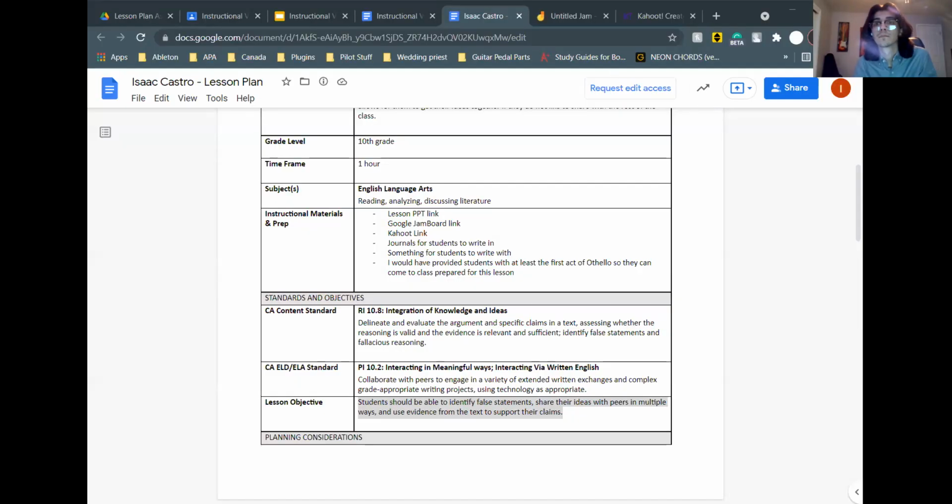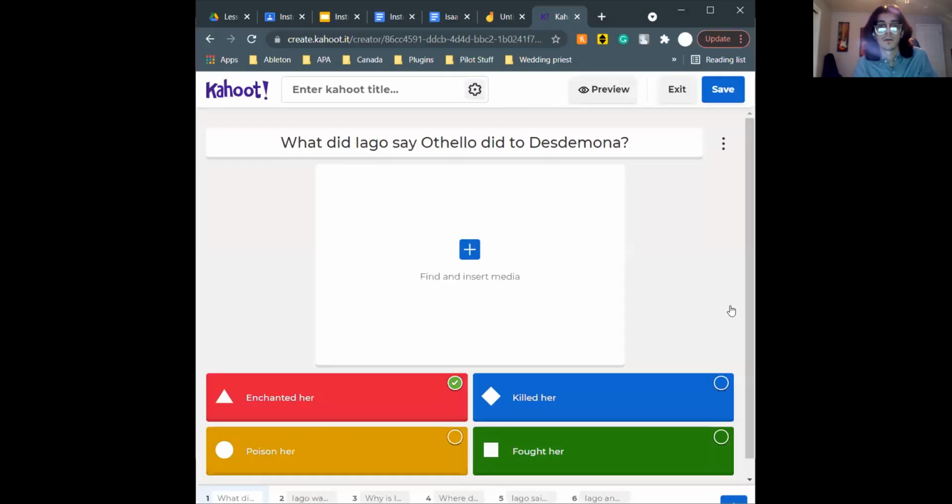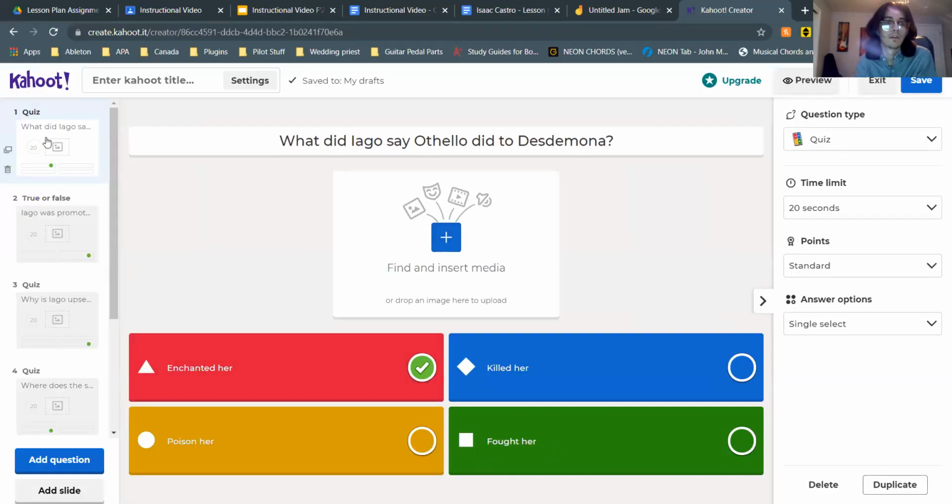This is the Kahoot we're going to start off with. It's super quick, super simple, just to get a grasp of whether they read it, because we have to know if they read it or not. If they didn't read it, try not to put all the students that didn't read it in one group, because it'll kind of defeat the purpose. And they won't learn anything from each other.